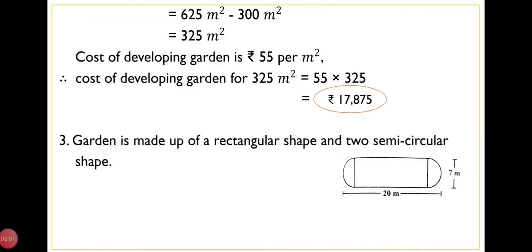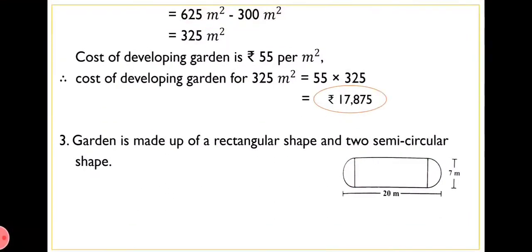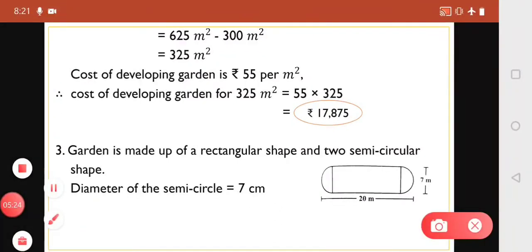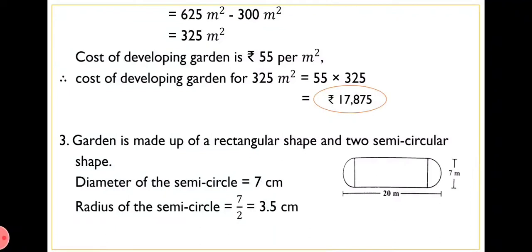So let's start. Now the garden is made up of a rectangular shape and two semicircular shapes. You can see in the figure that this is your rectangle, and two semicircles are given here, 1 and 2. So first, the diameter of the semicircle is 7 centimeter. Here it is given that this is 7 centimeter, that is nothing but the diameter of the semicircle. Therefore, the radius of the semicircle equals 7 upon 2, because radius is half the diameter, that is equal to 3.5 centimeter.